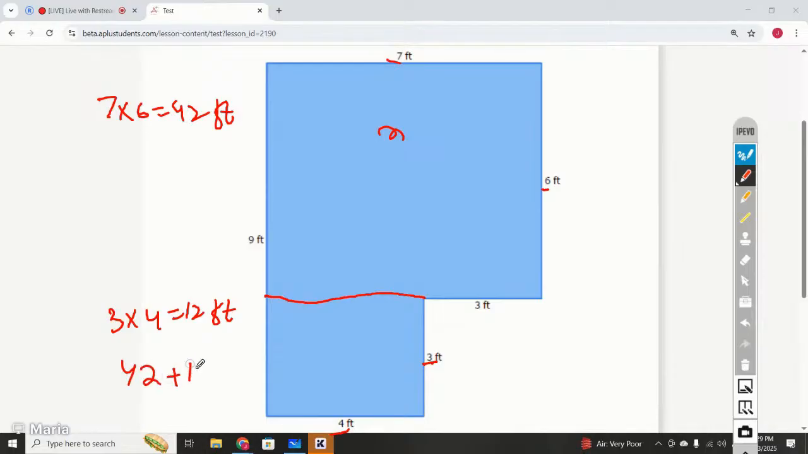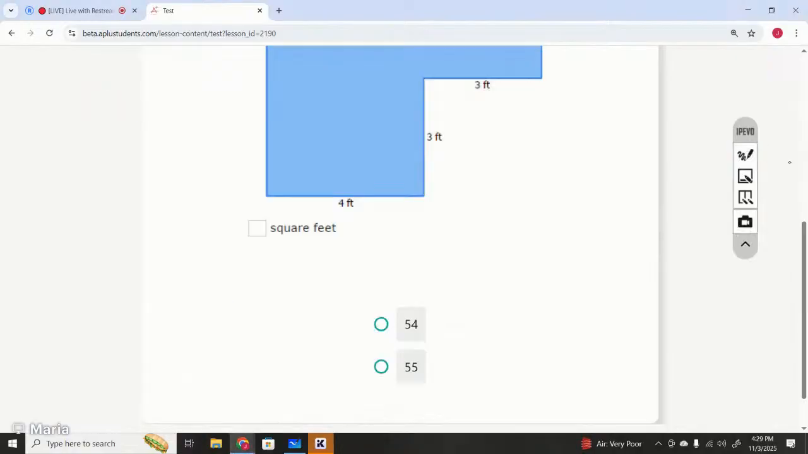We need to add 42 plus 12 equals 54 feet it is. So that is 54. The correct option is 54. Option number 1 is the correct option.